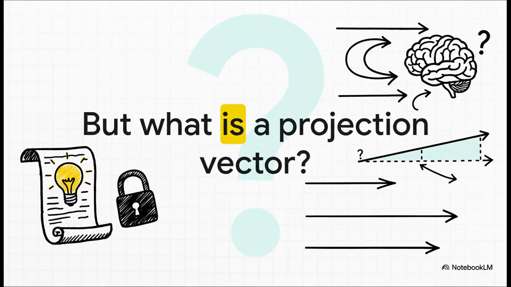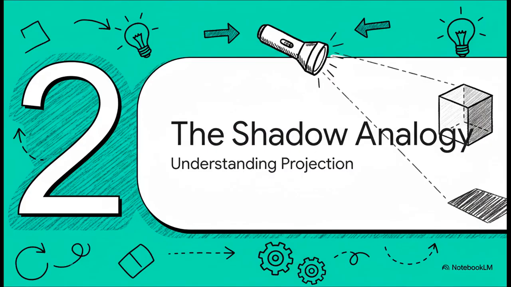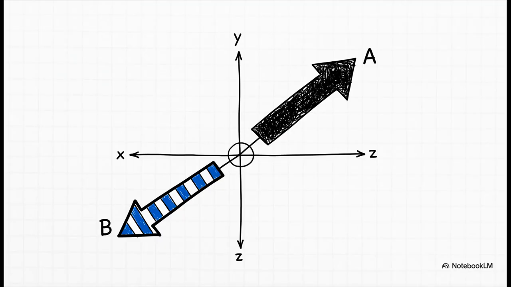Before we even think about touching a formula, we have to get our heads around what a projection vector actually is. So let's do that first. And you know what? To understand this, we don't need any complicated formulas just yet. All we need is a really simple analogy that's going to make everything click. All right, I want you to picture this. Imagine two arrows just floating in space. That's our vector A and vector B. They start at the same point, but they're pointing in totally different directions.